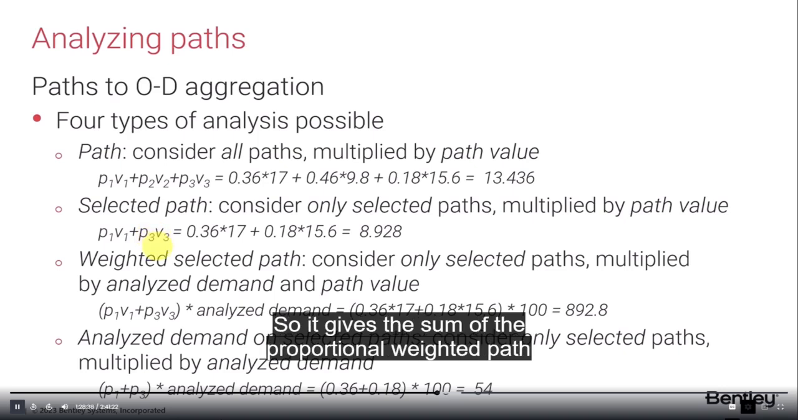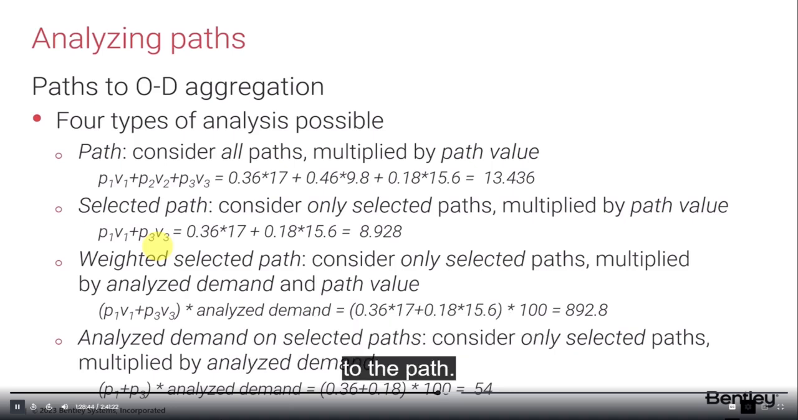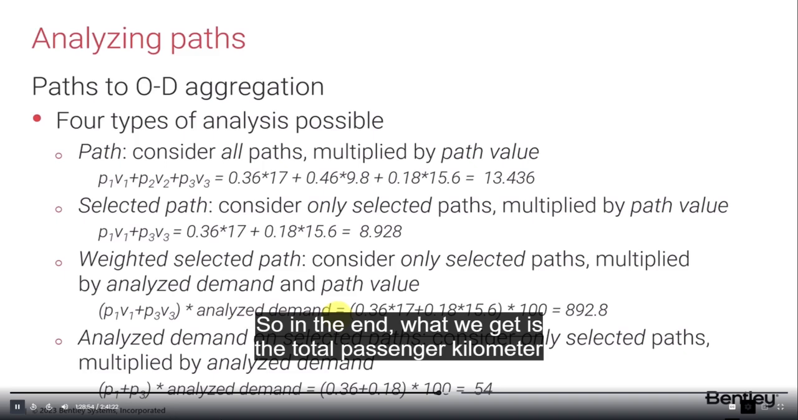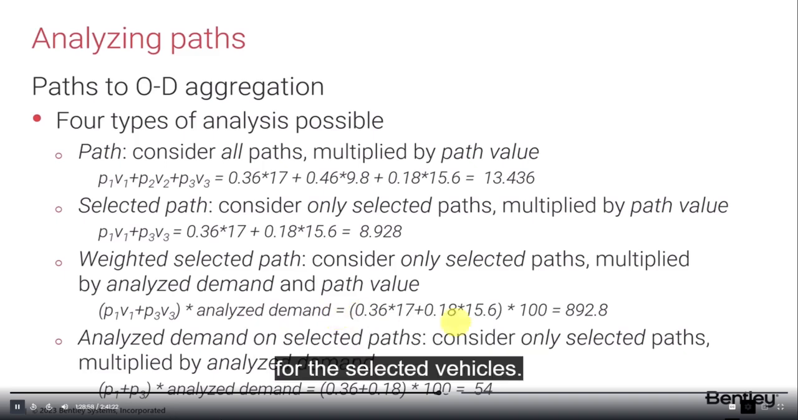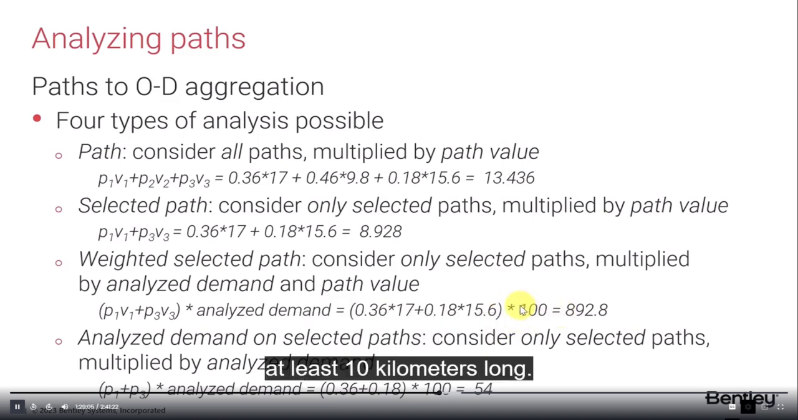So it gives the sum of the proportional weighted path value multiplied by the analyzed demand assigned to the path. So here we would get, here we are, multiplied by the analyzed demand. In the end, what we get is the total passenger kilometers for the selected vehicles. And in our example, the selected vehicles are the trips that are using paths at least 10 kilometers long.